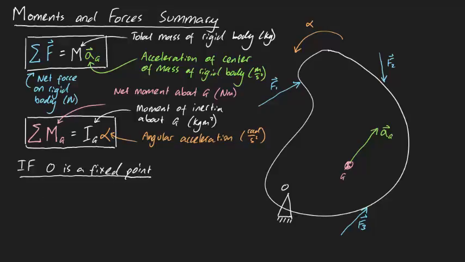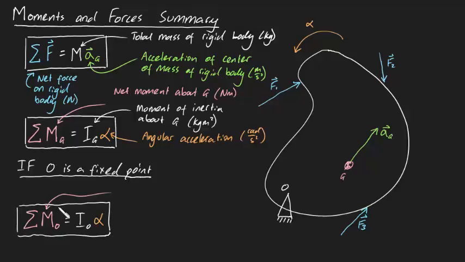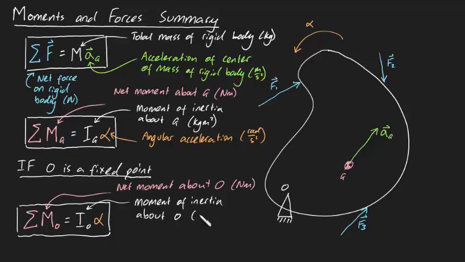The sum of Mo is equal to Io alpha, where the sum of Mo is the sum of moments about point O in newton meters, Io is the moment of inertia about O in kilograms meters squared, and alpha is the angular acceleration of the rigid body in radians per second squared.